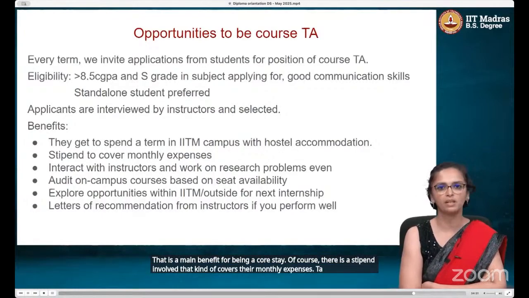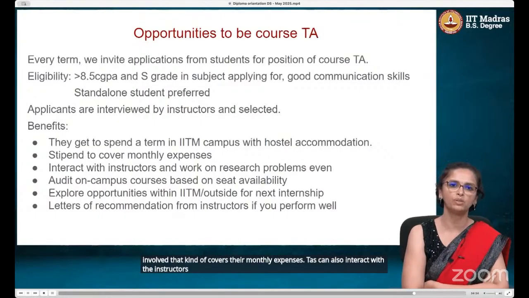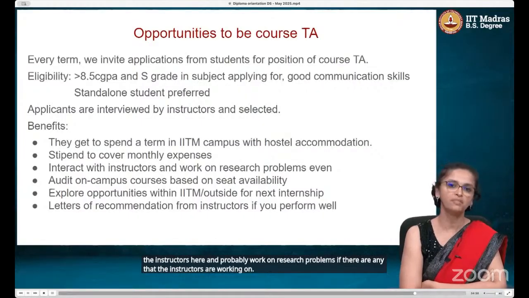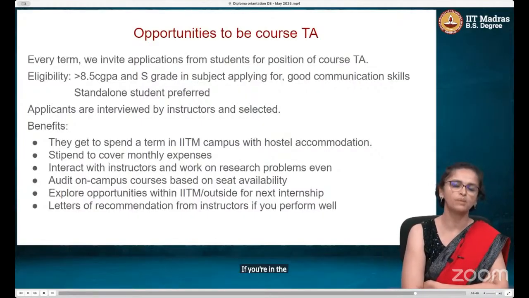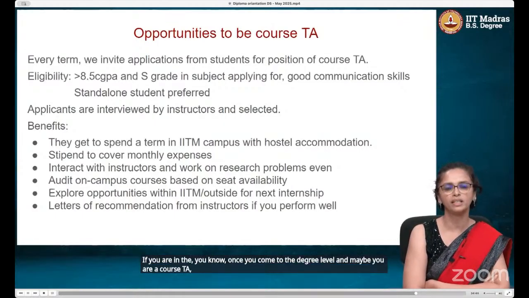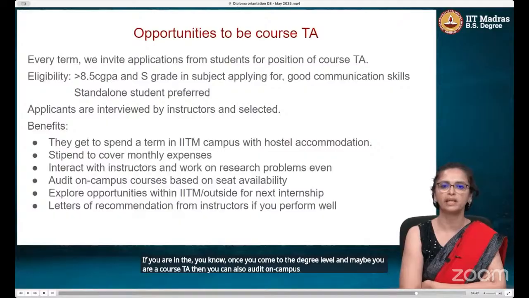TAs can also interact with the instructors here and probably work on research problems if there are any that the instructors are working on. Once you come to the degree level and you're a course TA, then you can also audit on-campus courses or credit on-campus courses, because we do have that opportunity.